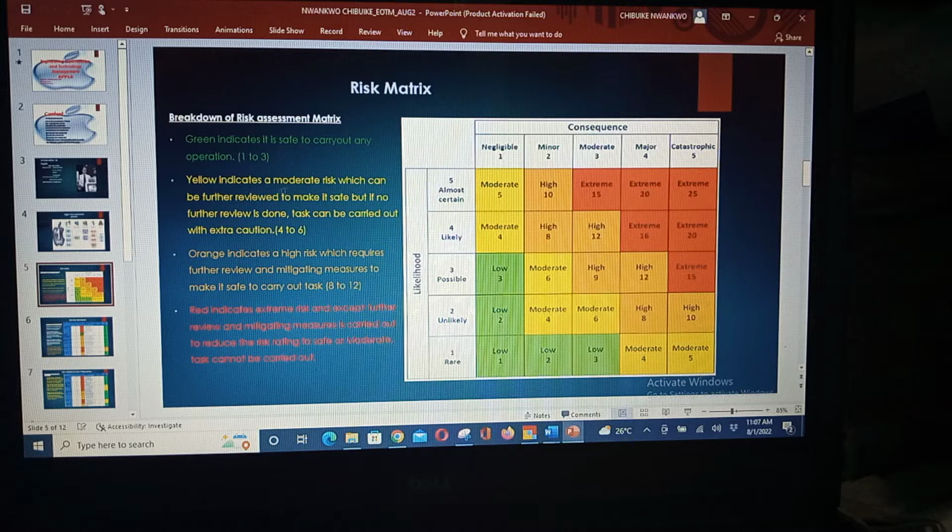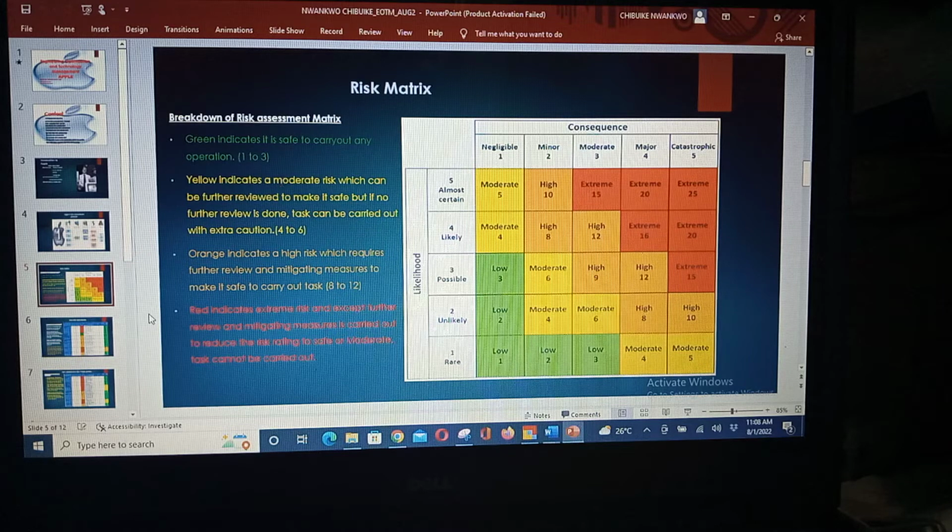The yellow indicates a moderate risk, as can be shown in this risk calculation matrix. It's a moderate risk and is rated from 4 to 6. It simply means that even though you want to carry out any operation here, you have to be extremely safe. And if you still have some mitigating measures to bring it down to green, better. The orange shows a high risk and it is rated from 8 to 12. High risk simply means that the job cannot be carried out without using mitigating measures to bring it down to green, or at most the yellow.